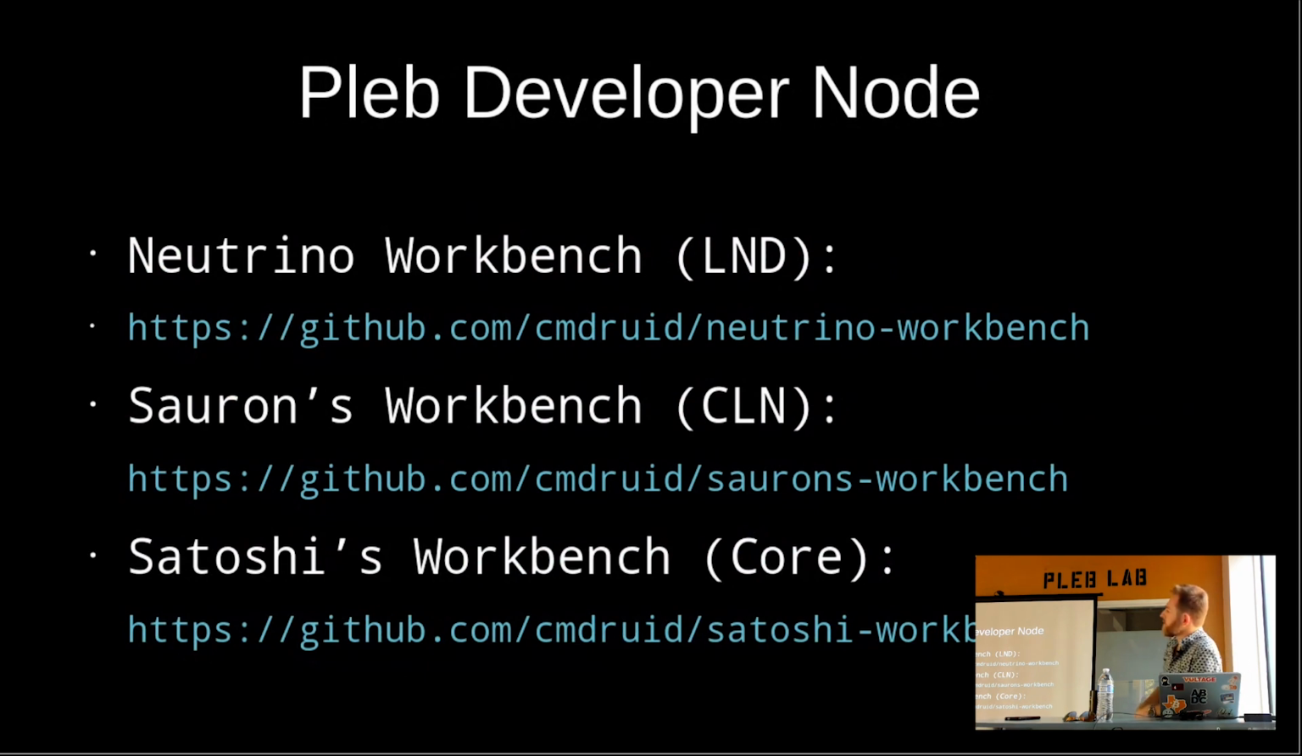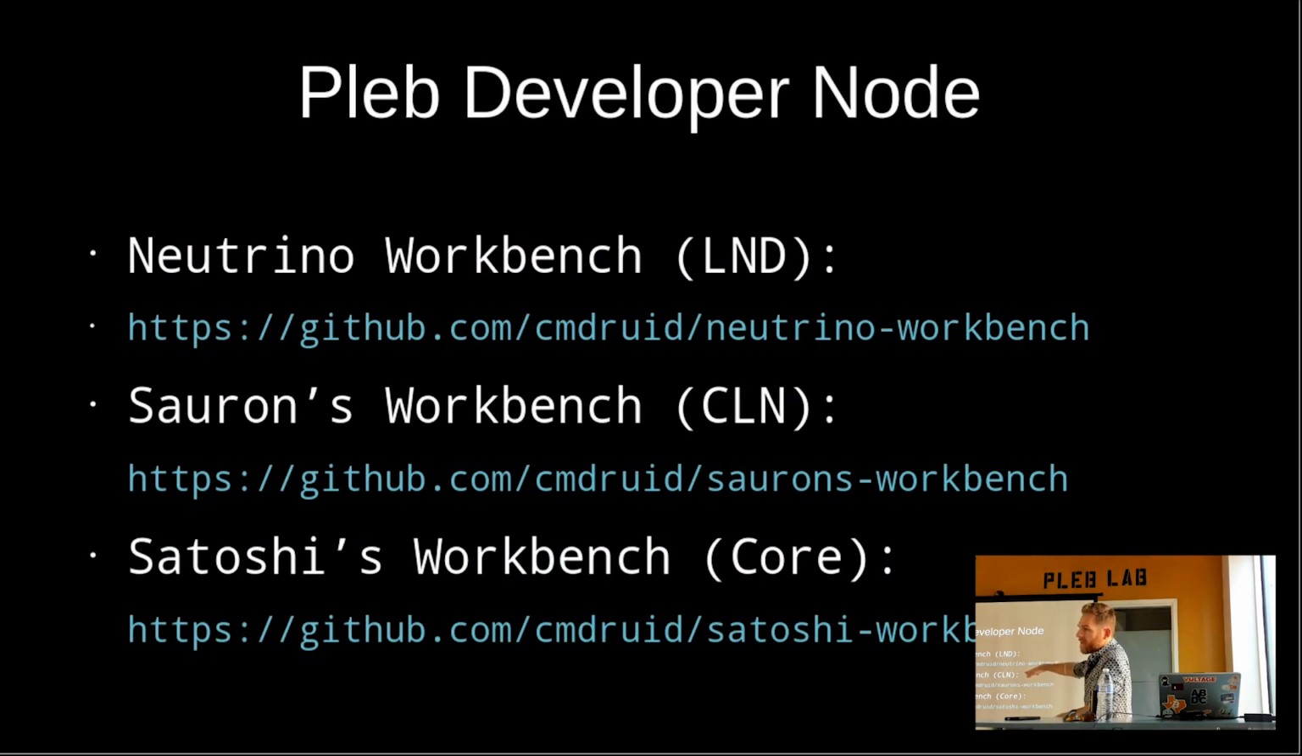And these are the links to spin up your own Pleb developer node. Feel free to clone these repositories; it's what we're going to be using in this demo. I have a Workbench set up for Neutrino, which is LND using their neutrino mode in order to connect to the Bitcoin network through this special thing called, what was the name of it? Compact block filters. Is that what it uses? Anyway, it allows you to connect to the Bitcoin network without running a Bitcoin node.